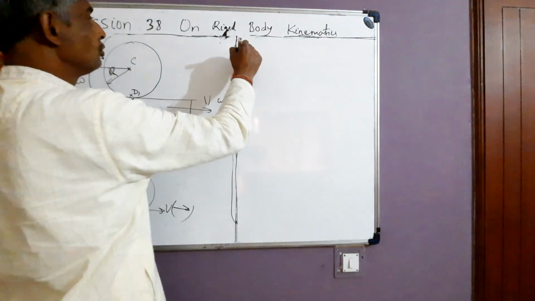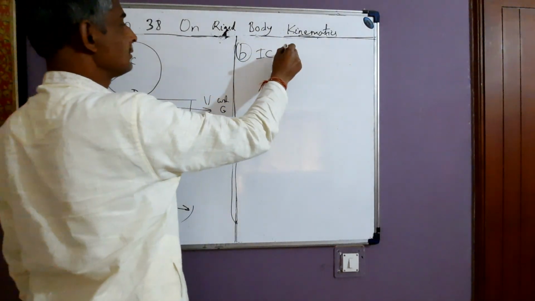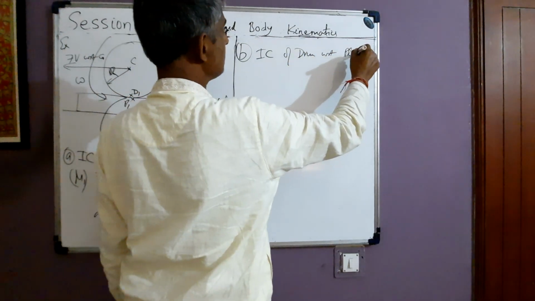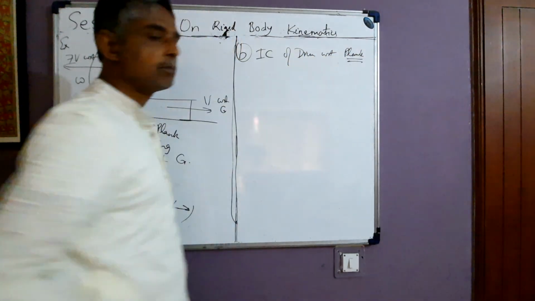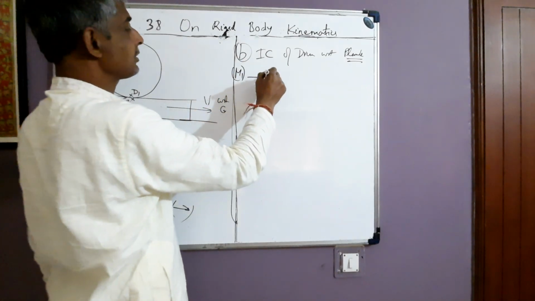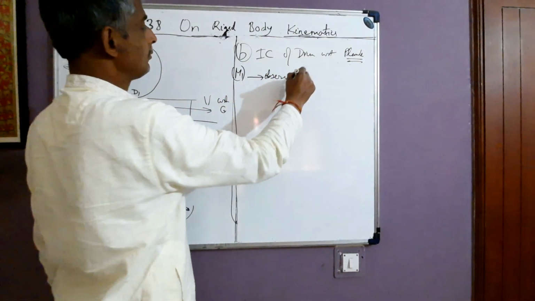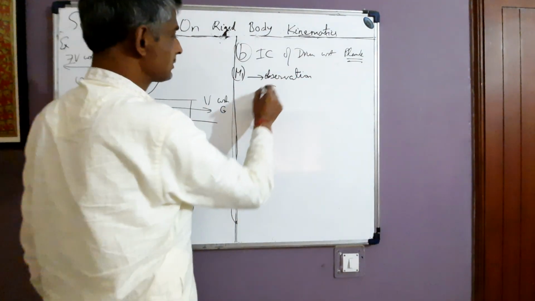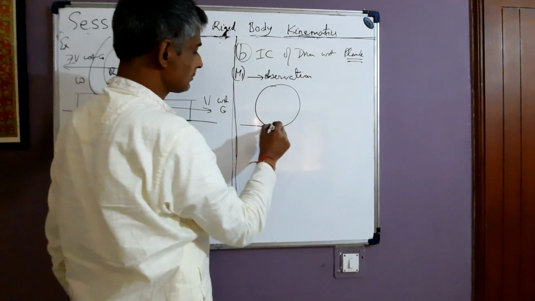Now part B, what we have to do? We have to determine the IC of drum with respect to plank by several methods. Method 1 is just the method of observation. What is the method of observation? I draw the diagram again.